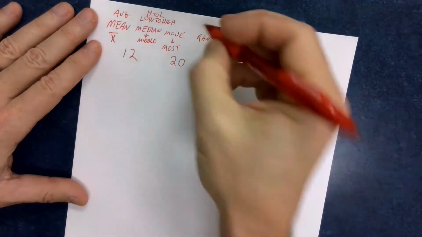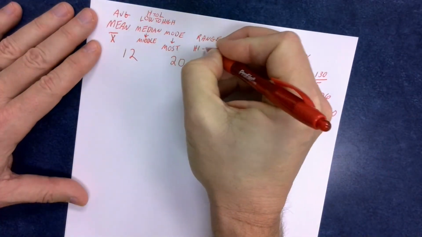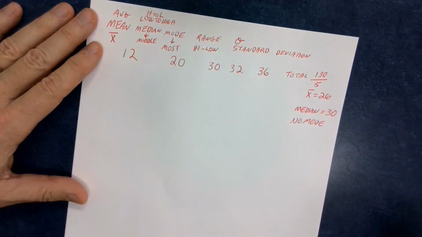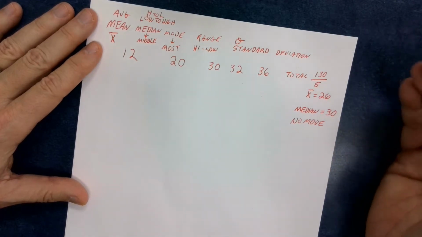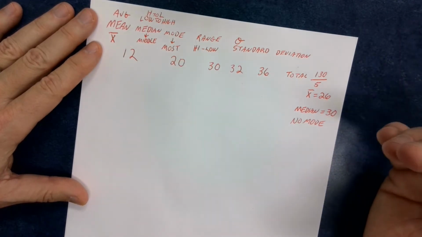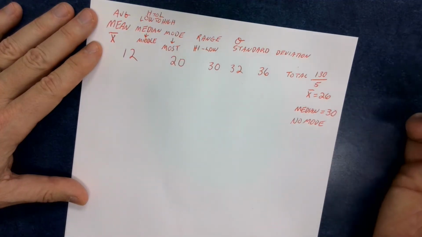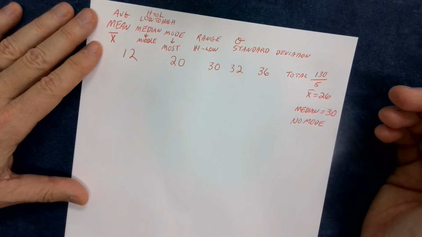Range is the highest minus the lowest. So if I'm looking at tests in my class, I would hope that my range would be really low, which means the difference between the highest score and the lowest score, there isn't that much spread. Unfortunately, sometimes there is, for two reasons.